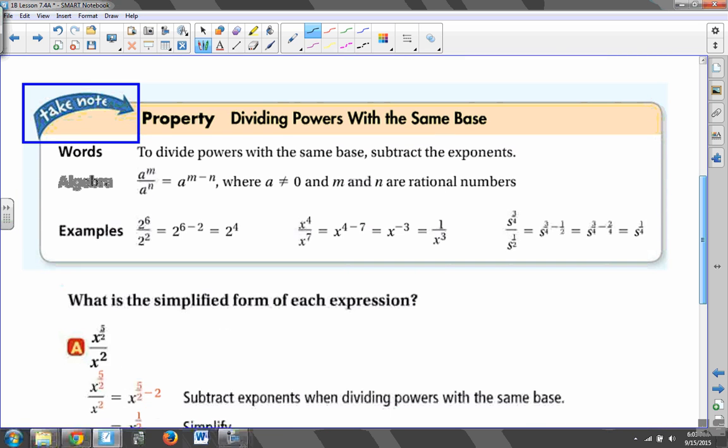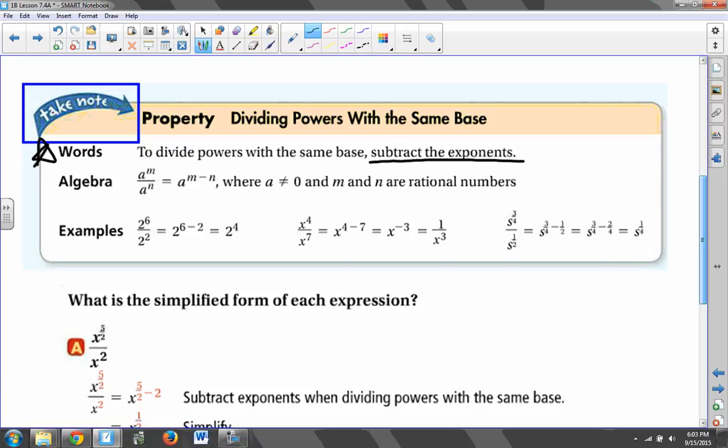Dividing powers with the same base. Here in words, it says to divide powers with the same base, all you need to do is subtract the exponents. So a to the m over a to the n is just a to the m minus n. And then here is a great number of examples for you.